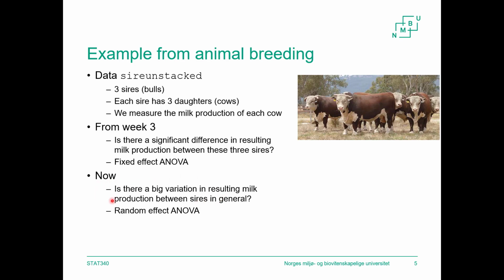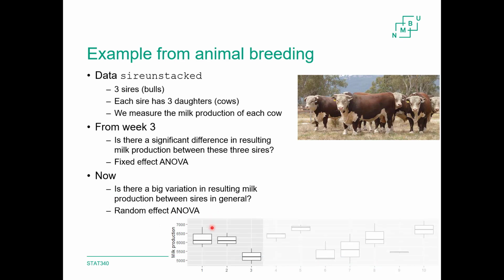So I think this is sort of a more general question and something you would typically ask before you come up here, right? Because when you start comparing different sires, you must already have investigated if there is any point in comparing them at all, right? In order to answer this question, we need what we call a random effect model. We will see that shortly.